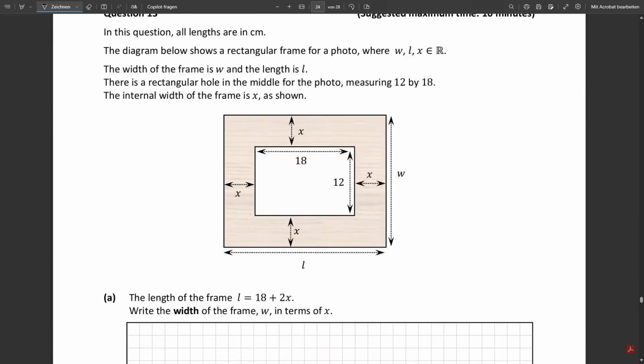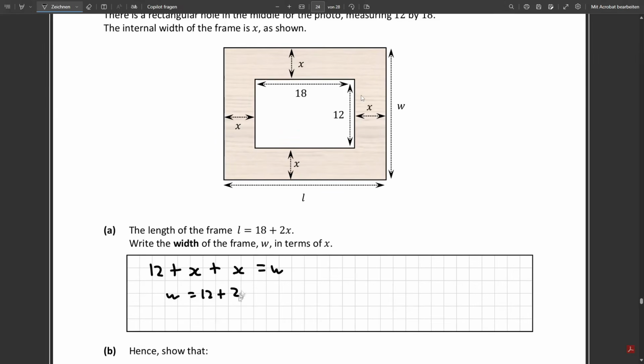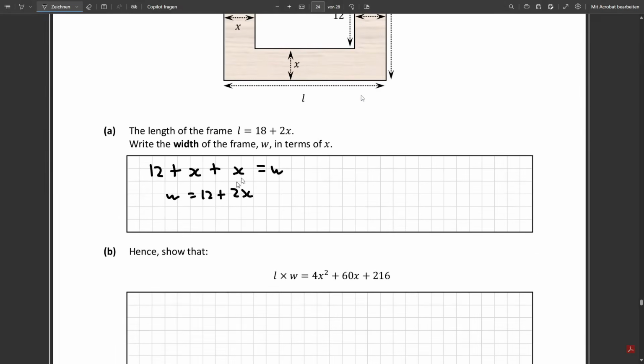So now we have this. So the length of the frame is 18 plus 2x. Why? Because this is 18, this is x and x, so it's 18 plus 2x. Find the width in terms of x. So we have this 12 here. So it'll be 12 plus this x here to get w, and then this x here is also x. And that's what w is. So w is 12 plus 2x. Hence, show that this is true.